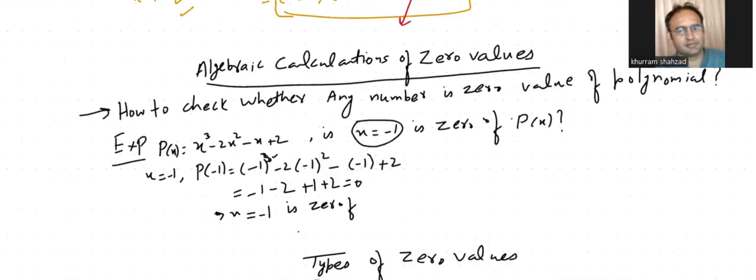If this answer is not equal to 0, then we will say that this number is not a zero of the polynomial. So for the number to be a zero of the polynomial, this should return 0.